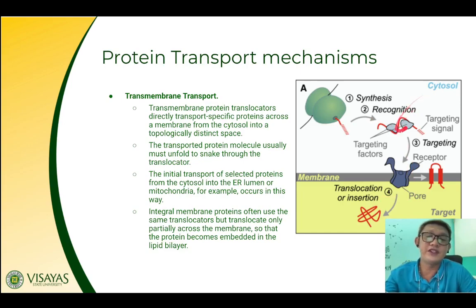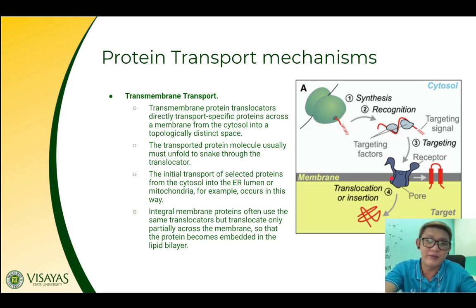Now, do not confuse yourselves again with the term cytosol and cytoplasm. We know that the cytoplasm are all the materials that you can find inside the cell. Cytosol is the liquid part, or the fluid part, of that cytoplasm. So the initial transport of selected proteins from the cytosol into the ER lumen or mitochondria, for example, occurs through transmembrane transport. So transmembrane meaning there is transfer or translocation through a membrane.